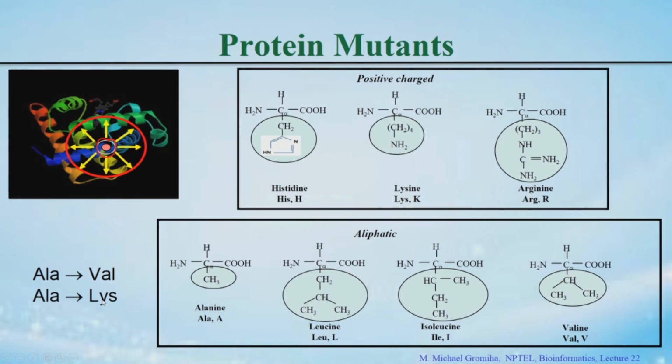Likewise, if we mutate alanine to lysine, what will happen? Will this stabilize or destabilize the protein? It will destabilize the protein if this is in the buried state. If it is located in an exposed region and there is a nearby residue like aspartic acid or glutamic acid, in this case that can make salt bridges.